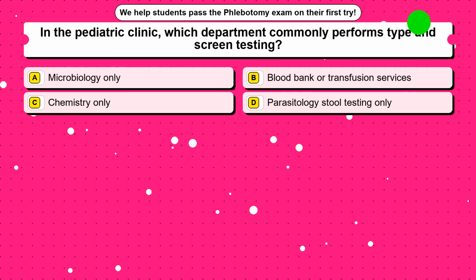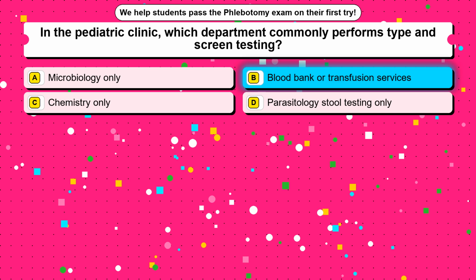Question 97. In the pediatric clinic, which department commonly performs type and screen testing? Option A. Microbiology only. Option B. Blood bank or transfusion services. Option C. Chemistry only. Option D. Parasitology stool testing only. The correct answer is option B.